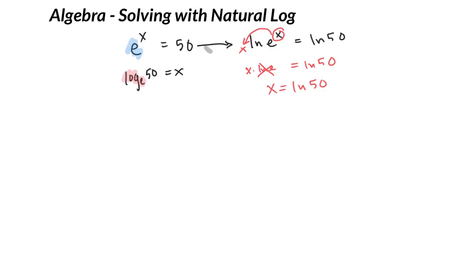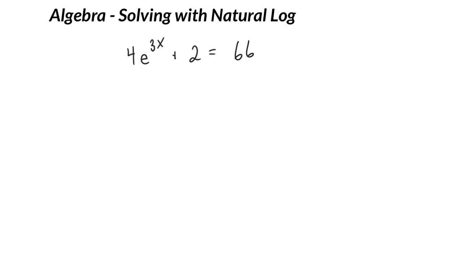Okay, so let's do another one. Okay, I've added a little more complexity here, and as we've talked about in earlier videos, you really want to save dealing with your exponential part until the end. So I'm going to begin by subtracting 2 from both sides. And then dividing both sides by 4.